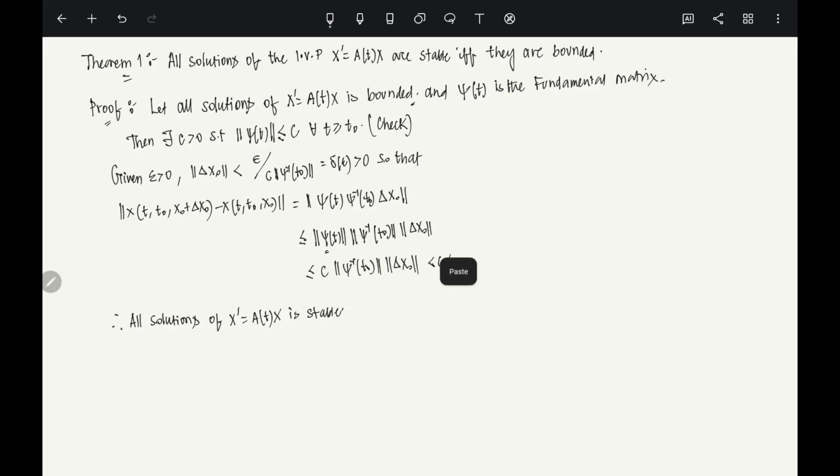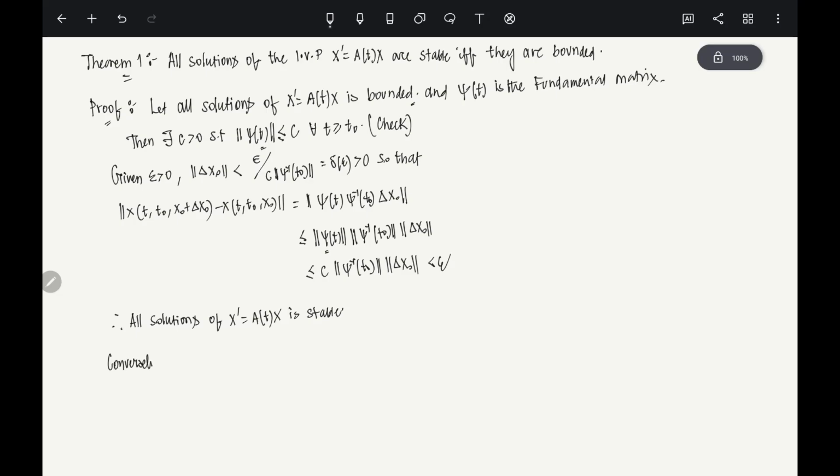I want you to understand one thing. Here I am using that all solutions have to be bounded. If there is some solution which is unbounded, we can't do this, because in that case we do not know whether the fundamental matrix will be bounded or not. Of course, if you can show that the fundamental matrix is bounded, everything can be done. It's not a problem. Essentially, we are assuming that all solutions are bounded, and then we can say that all solutions are stable. Is it okay? Now let's look at the converse.